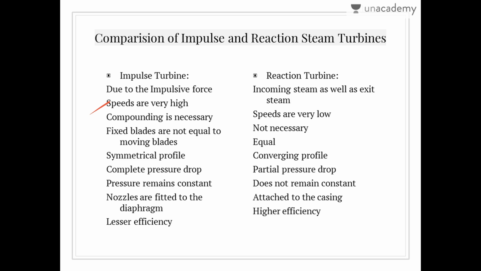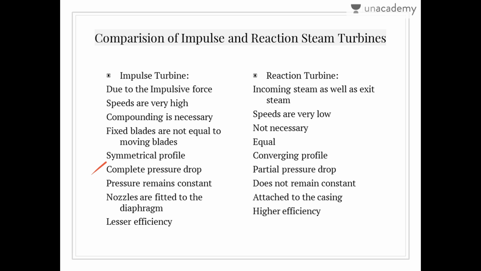In the impulse turbine, compounding is necessary to reduce velocity or pressure or both, but in the reaction turbine, compounding is not so necessary. In the impulse turbine, the number of fixed blades is not equal to moving blades, whereas in reaction, they are equal. In impulse, the blades have a symmetrical profile and uniform section, whereas in reaction, the blades have a converging profile. In impulse, the steam pressure drops completely in the nozzle only, whereas in reaction, the steam pressure drops in both fixed and moving blades.